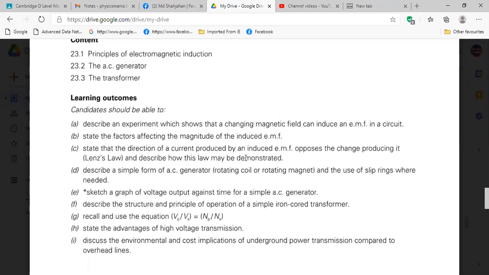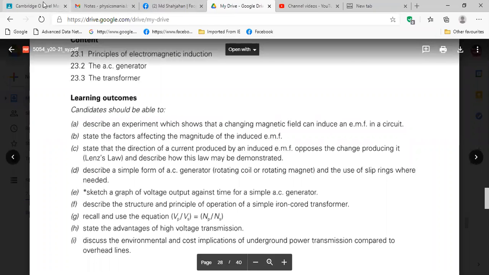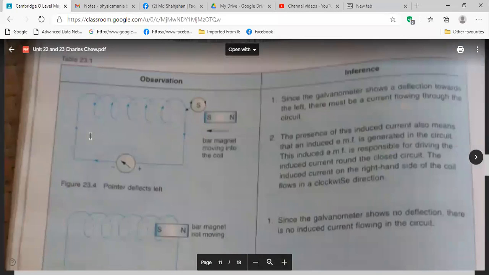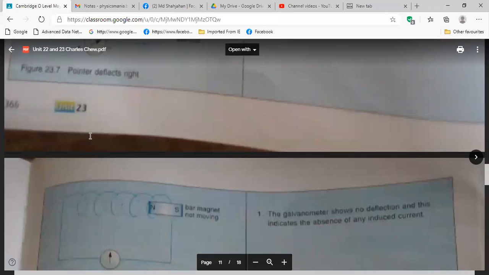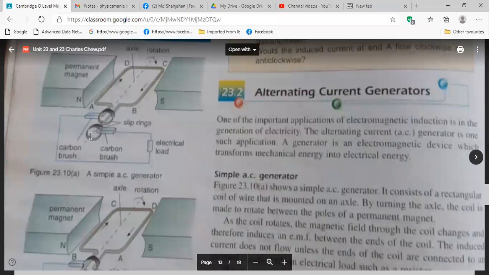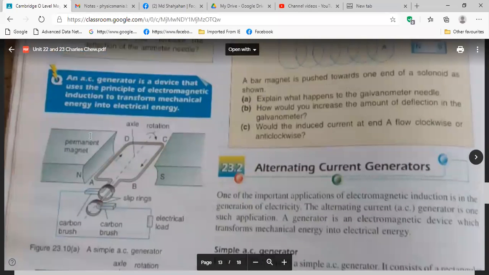Okay, so we are having a discussion on this. Write the heading AC generator. So, are you seeing the diagram? Yes. Okay, so first understand how it works and what its structure is, then you continue.